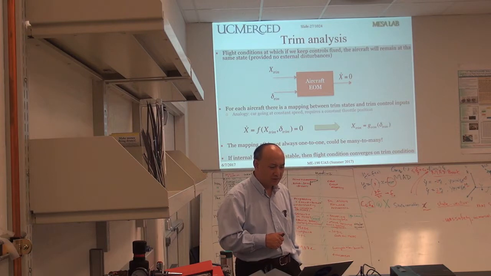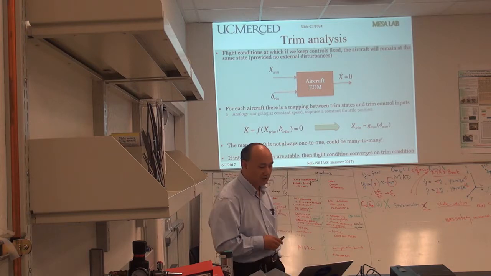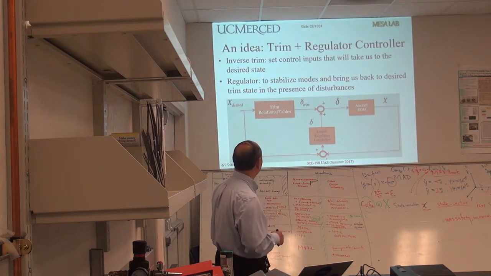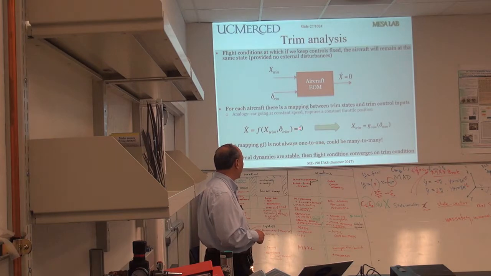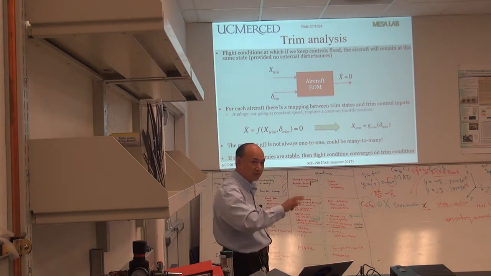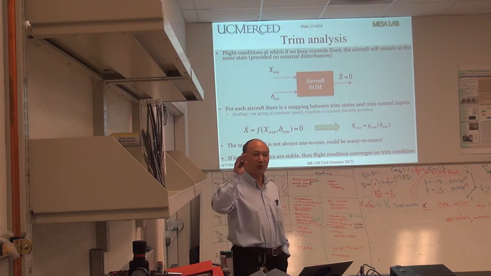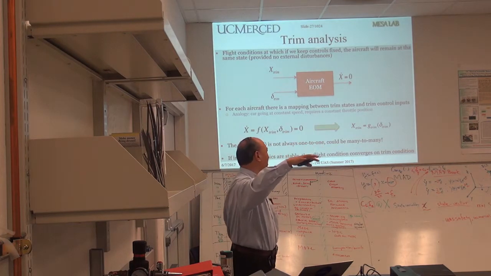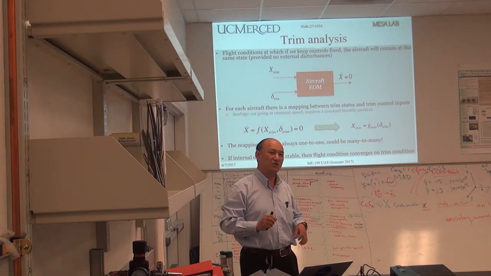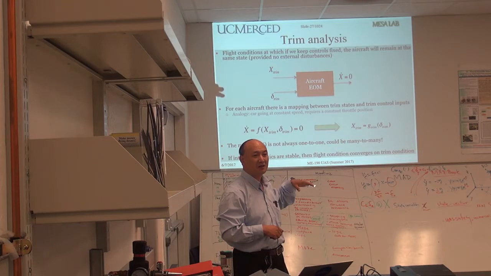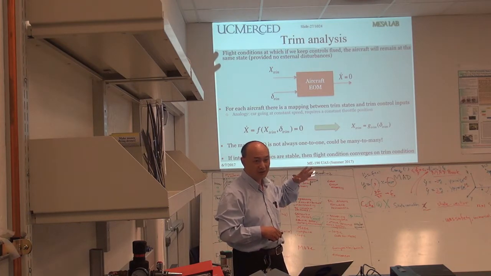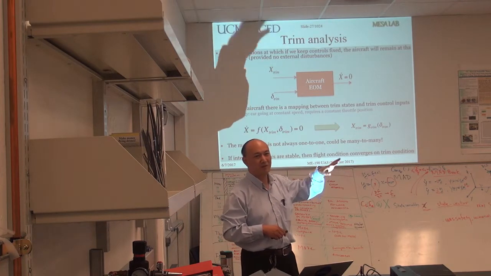So sometimes this trim condition can be a good idea for doing regulator design. You just invert the trim. I said given delta, I know what the trim condition is, but for controller design, I want the system to fly in a trim condition like that. Now how should I maintain my control surfaces or throttles? Given x, how to get this delta? That's a control problem. Then you regulate it. If it is away from trim, I'll come back to the trim.